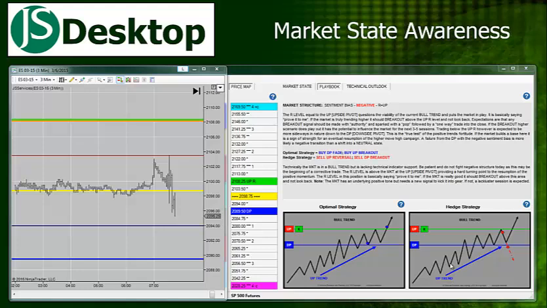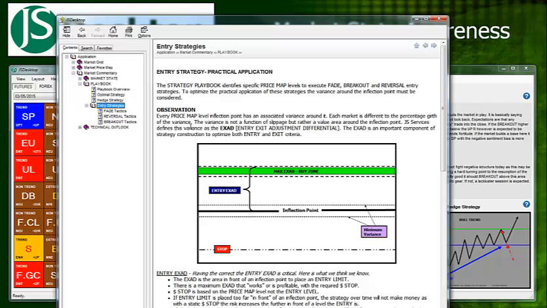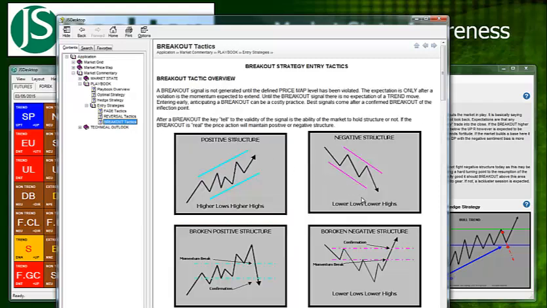I want to take a moment here to talk about breaks in structure and definitions, and I'm going to go to the tutorials, and we're going to take a look at the playbook tutorial, and we're going to go into talking about entry strategies and EXAD, which is entry exit adjustment differential. Now, this is really the zone around these inflection points, and we're going to look at some breakout tactics.